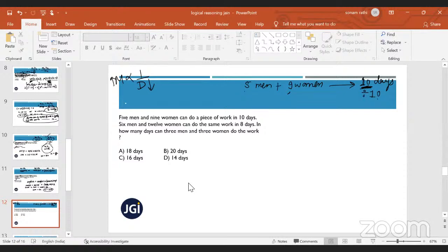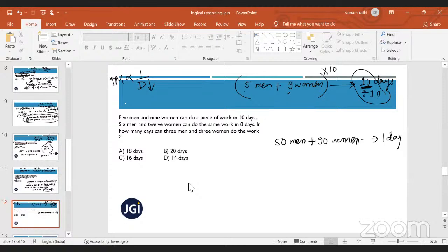Men and days are inversely proportional to each other. So if days are reduced, men should be increased. So I will divide this side by 10, but I will multiply this side by 10. So now 50 men plus 90 women is equal to 1 day. Yes or no? The first step is clear to everyone.